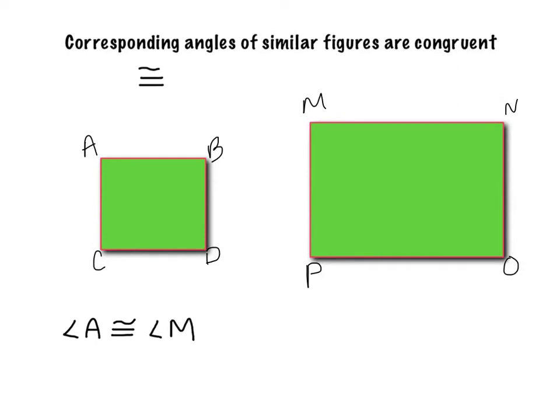Another set of congruent angles are D and O, the bottom right-hand corners. So angle D is congruent to angle O. Now if you're writing on the actual figure, the way that we show angles are congruent is by little curved arcs that will cover the angle. So we know that angle A and M are congruent.